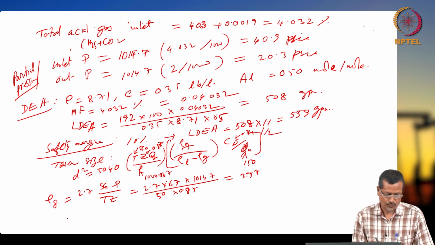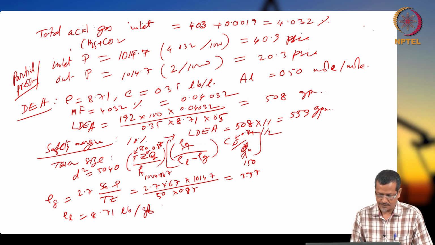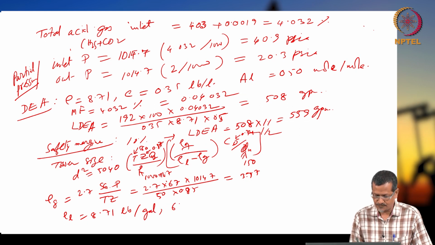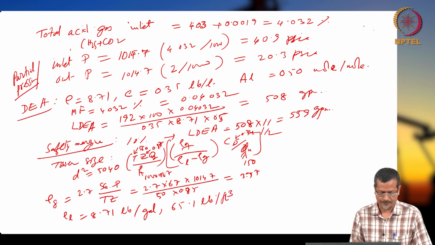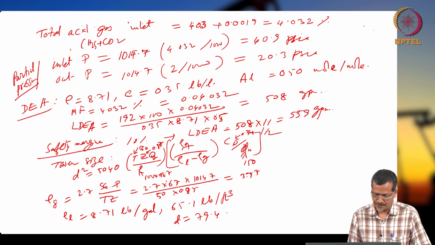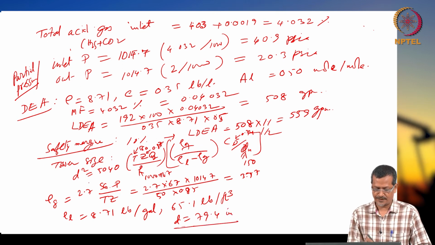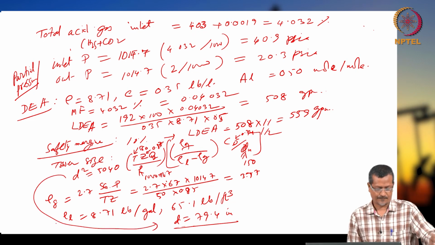Okay, and rho L is 8.71 lb per gallon, or 65.1 lb per cubic feet. Okay. So finally D is coming to 79.4 inch. So you put in all these rho L and rho G values, and finally D will be calculated like this.